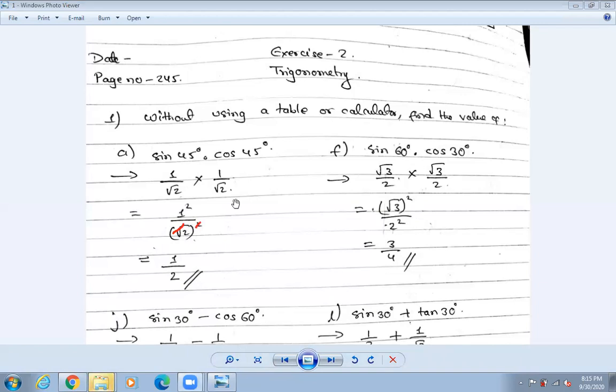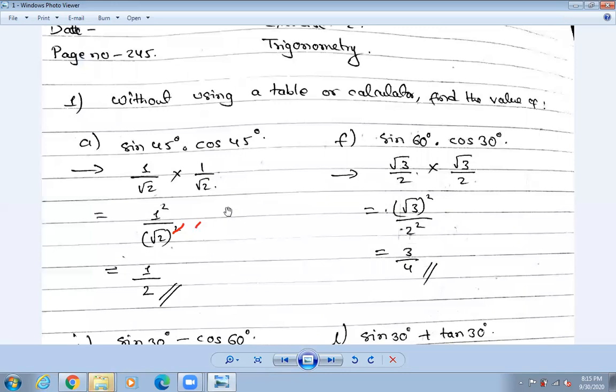Let me zoom in a little bit on this part. So the square and square root will be cancelled. What is left then? 1 square means how much? If you don't know what 1 square is, it is 1 into 1. If you can't multiply 1 into 1, use a calculator. So it is 1. And 2 is there, so write 2. So 1 by 2 is your answer.